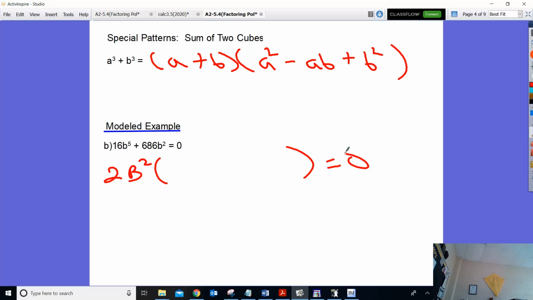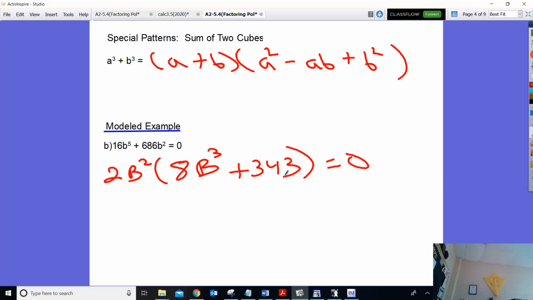Now, if I pull a 2b squared from 16b to the fifth, what remains? b cubed. This is why we pulled the 2 and not the 4. If we'd pulled the 4, would we have been able to take the cube root of the 4 that was there? No, that's why we pulled the 2, so we could make an 8 there. You pull the 2 from 686. 343. Isn't that on your little list? Yeah. The goal was to create something that looked like a sum of two cubes.